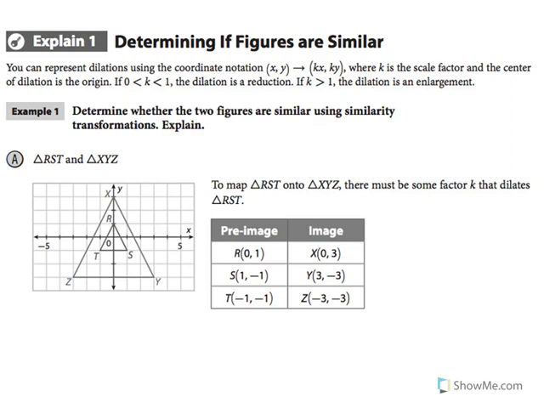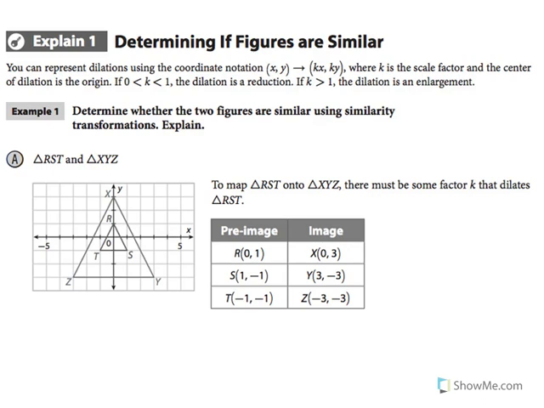Let's go to Explain 1. Determine if figures are similar. You can represent dilation using the coordinate notation (x, y) maps onto (kx, ky), where k is the scale factor and the center of dilation is the center. If k is between 0 and 1, not including 0 or 1, the dilation is a reduction. If k is greater than 1, the dilation is an enlargement.